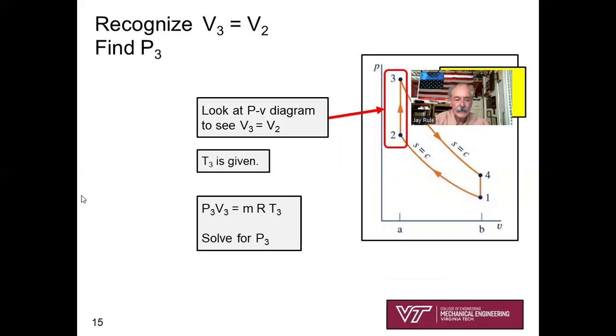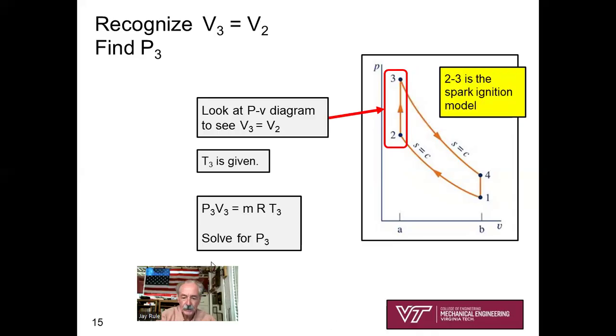Okay, so let's look at state 3. We know that V3 equals V2 for the spark ignition model, the Otto cycle. So we can write down that V3 equals V2. T3 is given, so we can solve for P3. P3 V3 equals MRT3. V3 is V2, M I have, R I have, and T3 is given. So we'll solve for P3. Great, so now we've got P3.